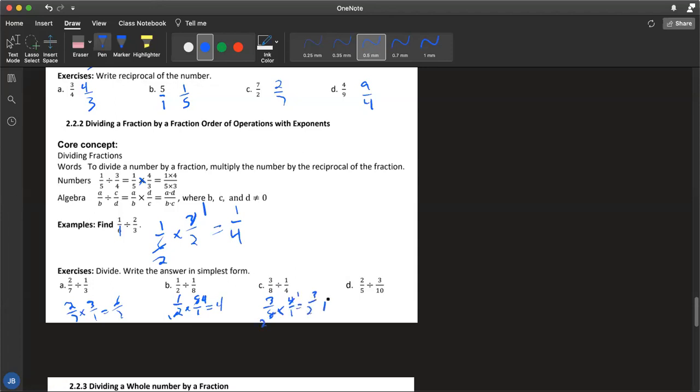3 over 2 or 1 1/2. What's the reciprocal of 3/10, Kevin? The reciprocal of 3/10 is 10 over 3. Perfect. So 1 and 2. 4 over 3 or 1 1/3. All right.